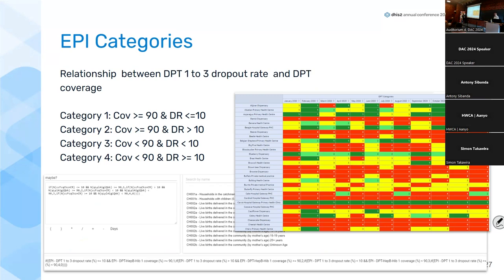In this example, you can string together an if statement and say, if the coverage is greater than 90 and the dropout rate is less than or equal to 10, then return category 1. Category 2 is if the coverage is greater than or equal to 90 and the dropout rate is greater than 10. You can return 1, 2, 3, and 4 associated with the category. You can build a legend and say, if it's 1, be green, 2, yellow, or whatever. And so you can build these EPI categorization charts for immunization programs. This categorization is a very standard immunization program thing. It's a more practical example of what you're able to do with these if conditional statements.